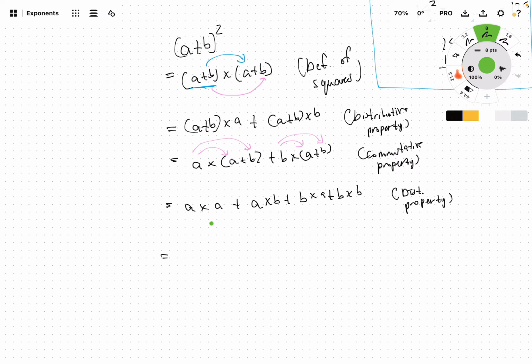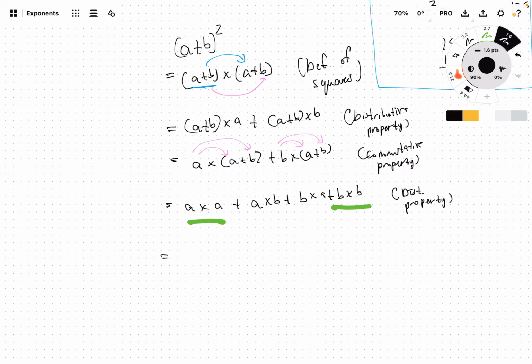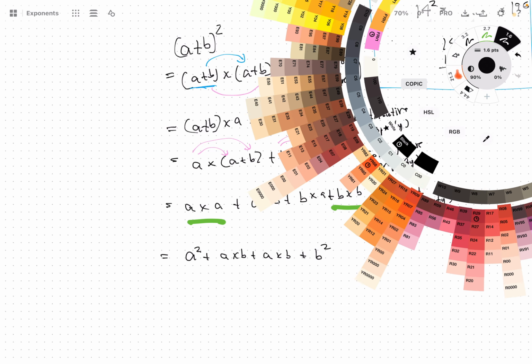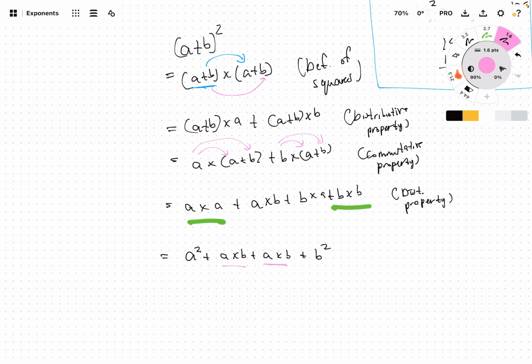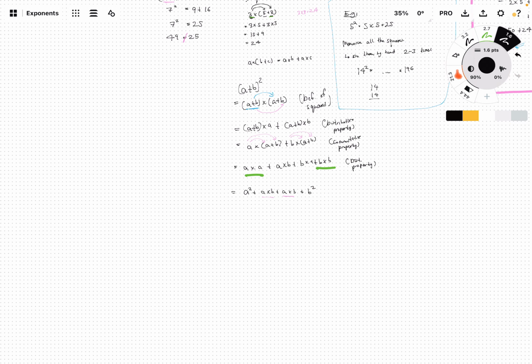And look at these two terms. What's a times a? By the definition of squares, this is just a squared, right? Let's switch these two around, no problem. The same thing, plus b squared. So it's a squared plus b squared with these two extra terms. So it's not exactly a squared plus b squared. So that is how this property works.